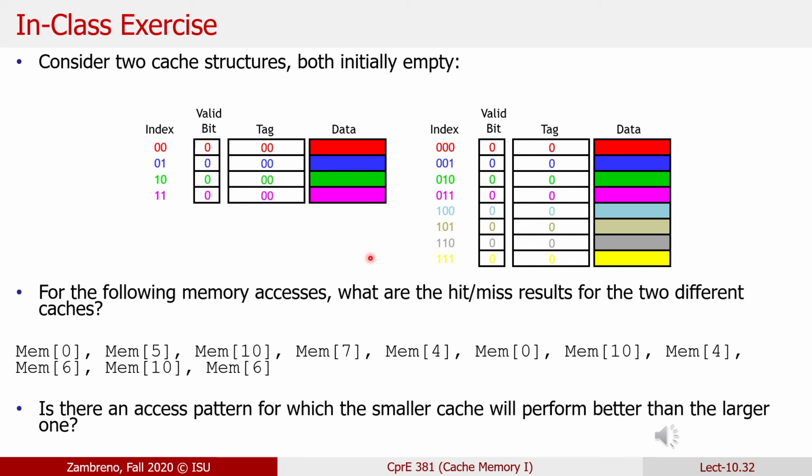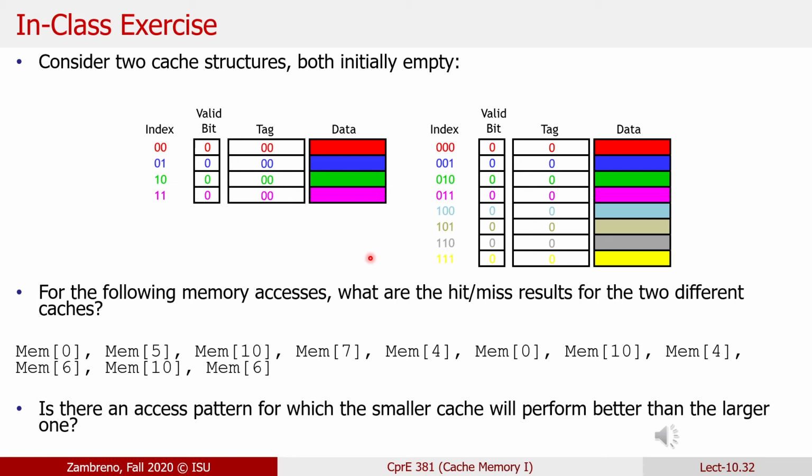So consider the 2 following cache structures. This is a homework type of question. In fact, a very similar question is actually on the homework. That's a 4-entry cache on your left there, and that's an 8-entry cache on the right. So for the following memory accesses, what are the hit-miss results for the 2 different caches? I'd like you to take a minute and work your way through that problem. The second question, we don't have to work our way through. We can discuss that together.